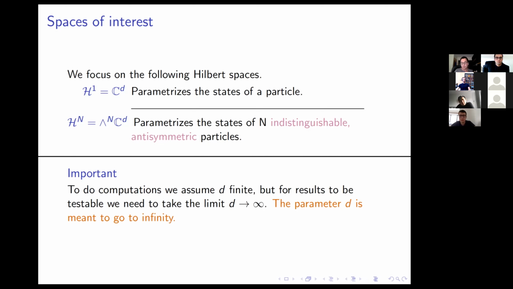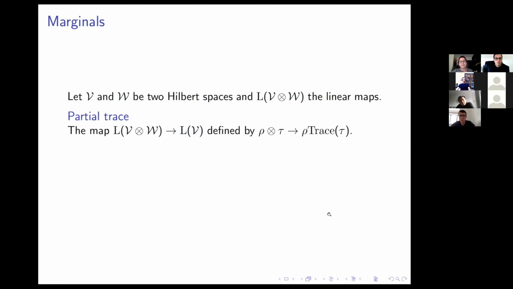So we need to be able to go from D equals 10 to 1,000 to 1 million, and then kind of see the pattern and something should stabilize. But everything is going to be finite dimensional. Okay, so there is something that is very important here called the partial trace, and this is something very general.